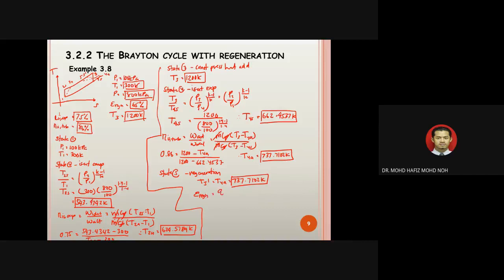So for T5, you use the regeneration effectiveness. We have here Q regen actual divided by Q regeneration maximum. That is m dot Cp (T5 minus T2 actual) divided by m dot Cp (T5 prime minus T2 actual). So this one can be cancelled out. Then you apply the values: 0.65 equals T5. So T5 here is the parameter that you want to search.